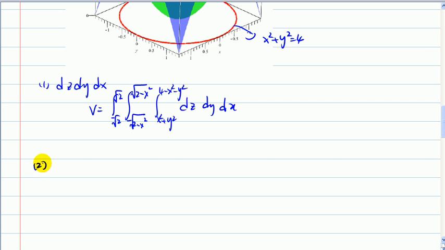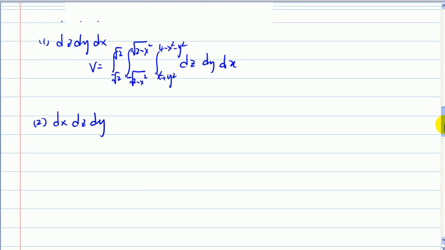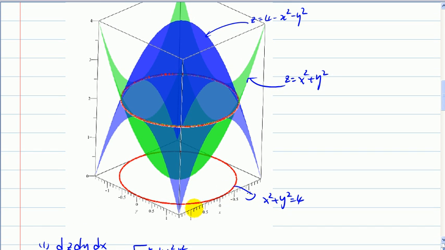But now what I want you to do is try this order here: dx, dz, and dy. If I try this order, then we need to draw arrow lines in the x-axis direction. Let's see, I'm going to draw it in this direction here. So that's one arrow line.